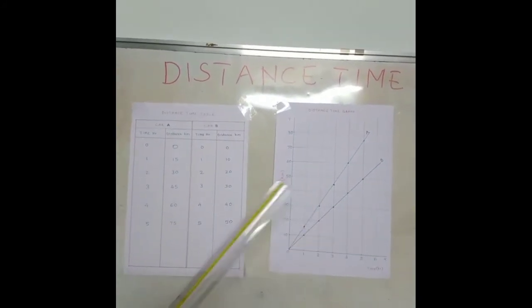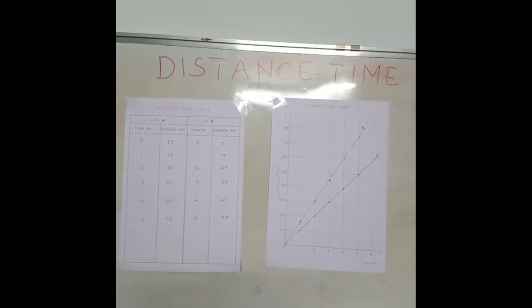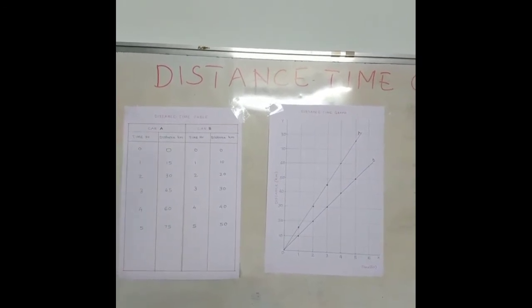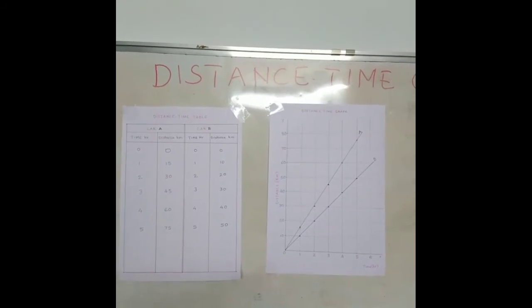Clear? This is how we draw. We can compare 2 graphs. We can draw 2 graphs on the same graph paper, thereby we are able to compare the speeds of 2 objects. Okay, next, one more type of graph I will show you now.